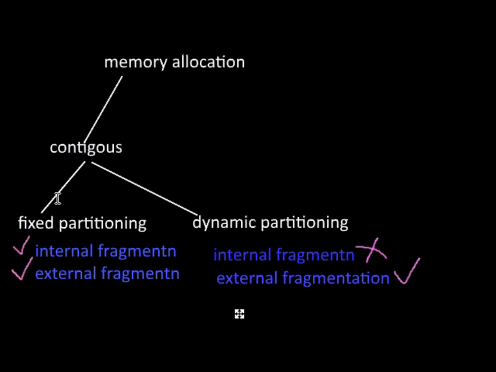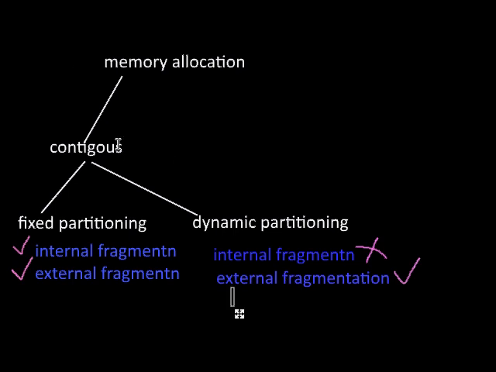So wherever we have fixed partitions, we will have the problem of internal fragmentation, and wherever we have contiguous memory allocation, we will have the problem of external fragmentation. One way to solve external fragmentation is using compaction, but it is not a preferred method since it is highly time consuming. So what is the other way to solve external fragmentation?